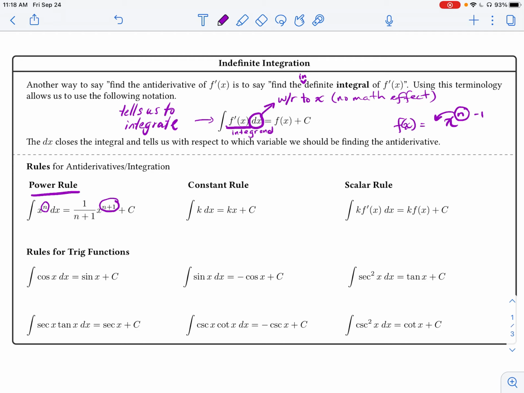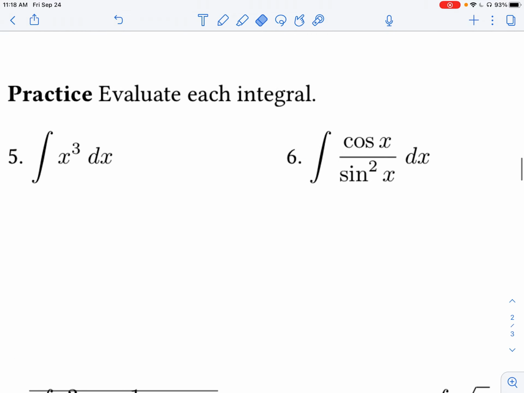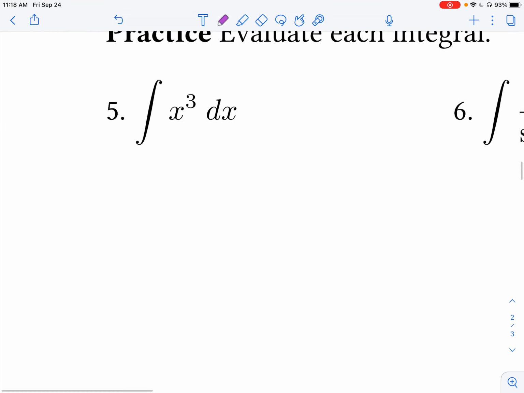And instead of multiplying, we are going to divide now by that incremented power. We're just doing the reverse order of what we did before. Okay? So let me actually just jump to a quick power rule example. Let's look at this first one here. What if we said find the integral of x cubed dx?